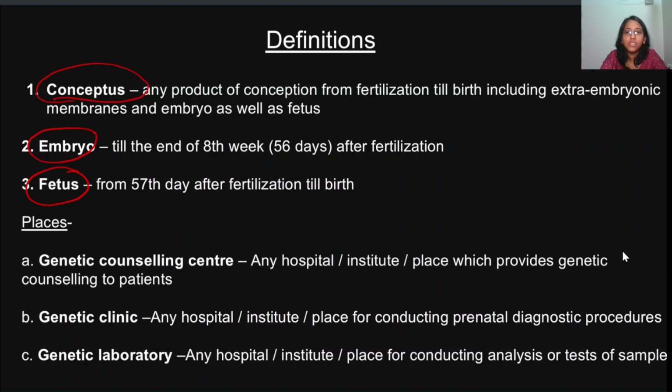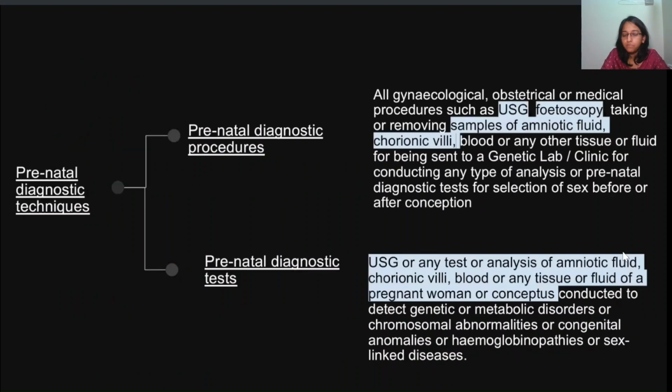So what is a genetic counseling center? Any hospital, institute or place which provides genetic counseling to patients, as the name suggests, is the genetic counseling center. Genetic clinic is again any hospital, institute or a place conducting the prenatal diagnostic procedures. Genetic laboratory is any hospital, institute or place conducting analysis or tests of the sample. So procedures are conducted in the clinic and the analysis of the test samples are done in the laboratory. So these two are the definitions of places.